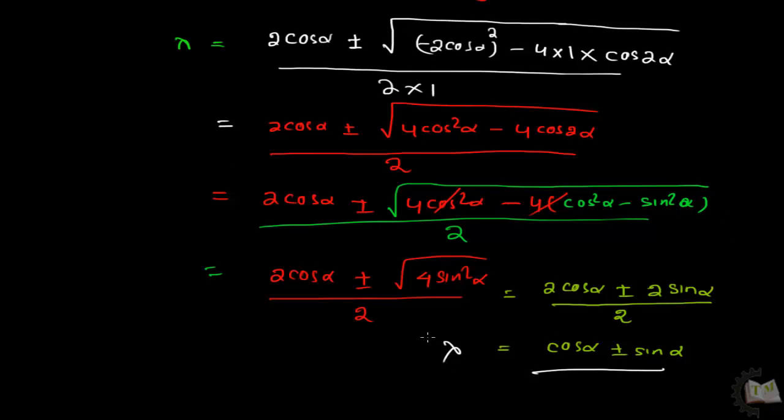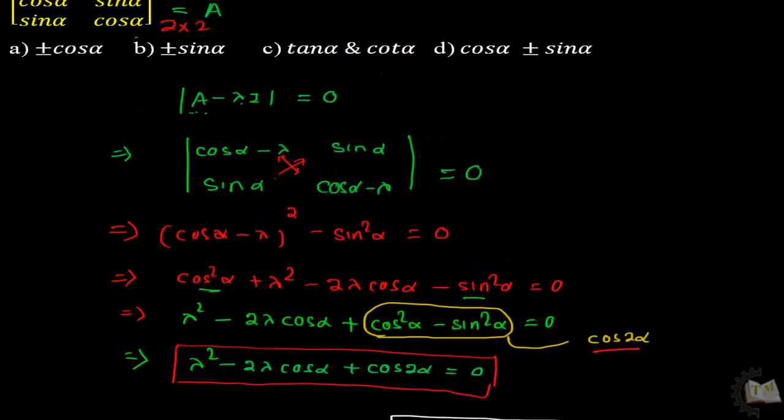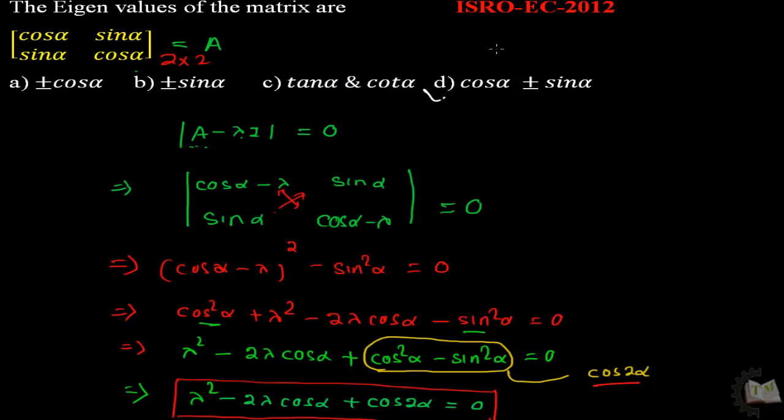That is, lambda has 2 values. And going to the options, that is option D, cos alpha plus or minus sin alpha.